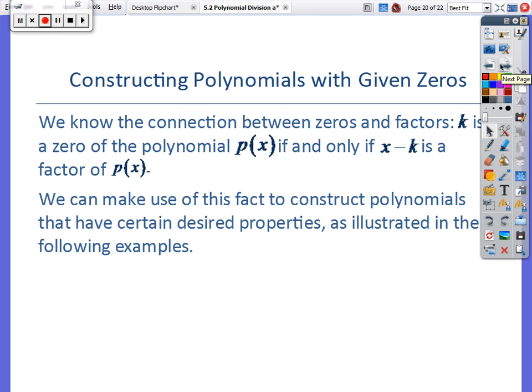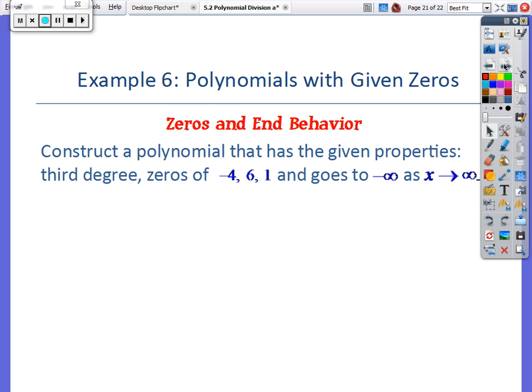Let's get to constructing polynomials. We know the connection between zeros and factors now. If k is a 0, then x minus k is a factor. I've been talking about that the whole time in hopes that it's starting to sink in. Now what we can do is start constructing polynomials using that knowledge. And so there's two different types that we're going to look at here in our practice. We're going to look at them giving us zeros and end behavior, and then zeros and the y-intercept. It could be zeros and another point, and that would be like the y-intercept. So that falls into that category when we get to it.